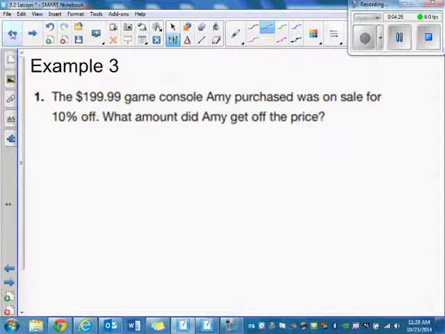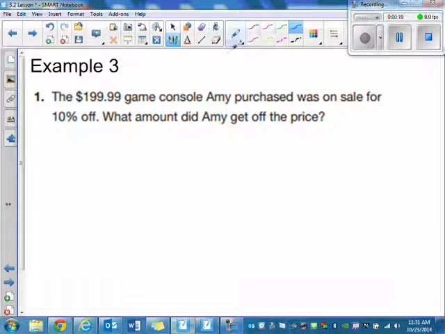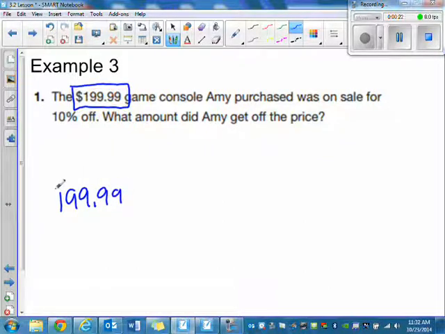All right, example 3. The $199.99 game console Amy purchased was on sale for 10% off. What amount did Amy get off the price? Okay, so this one, the total amount in the beginning was $199.99. That goes on the bottom because it is the whole amount. And then it was on sale for 10% off. What amount did Amy get off the price?